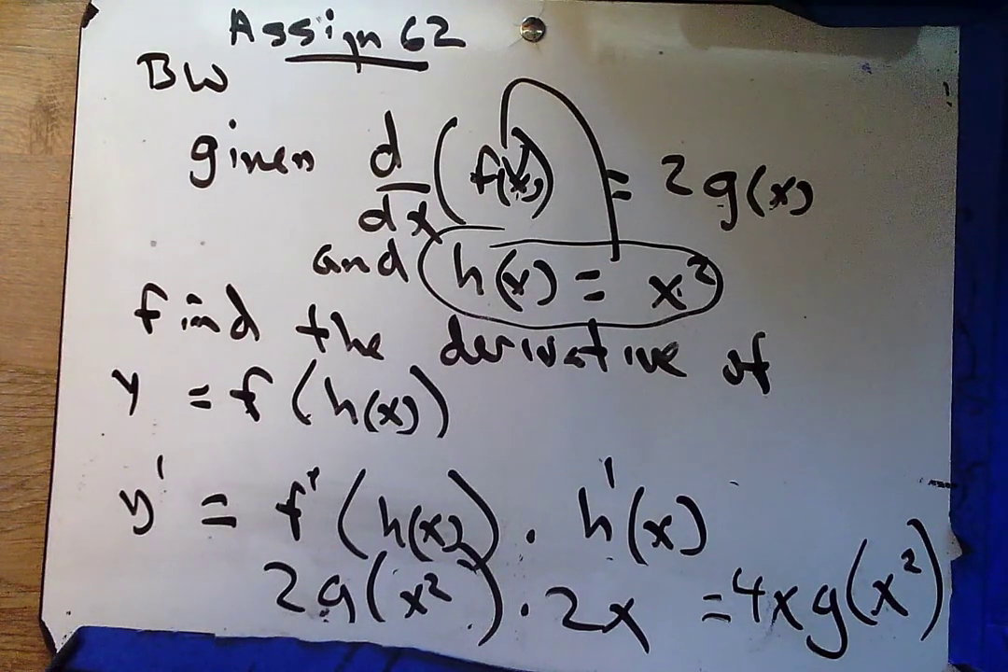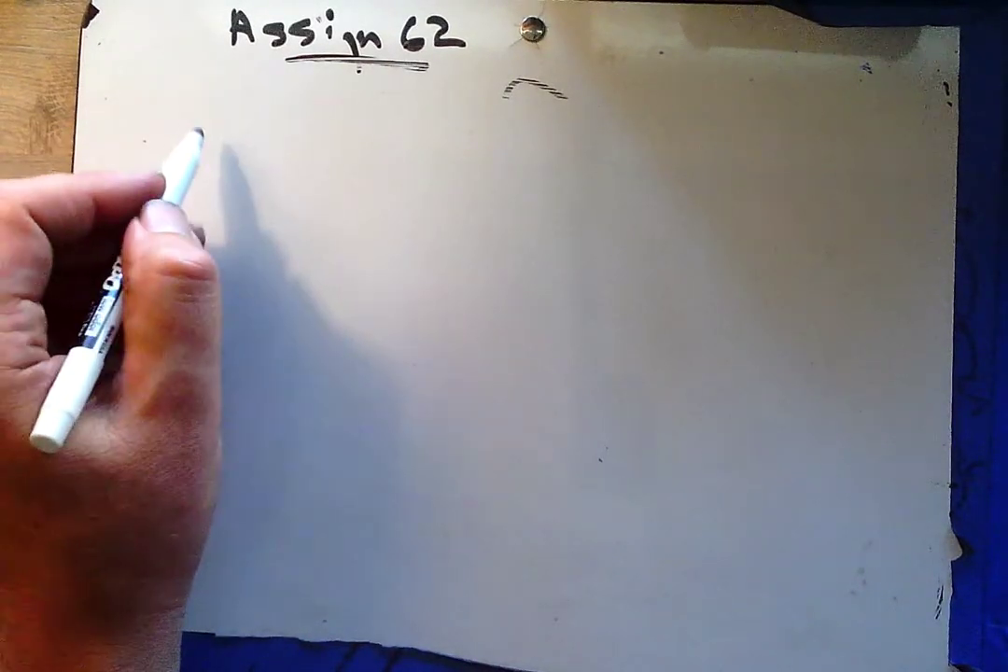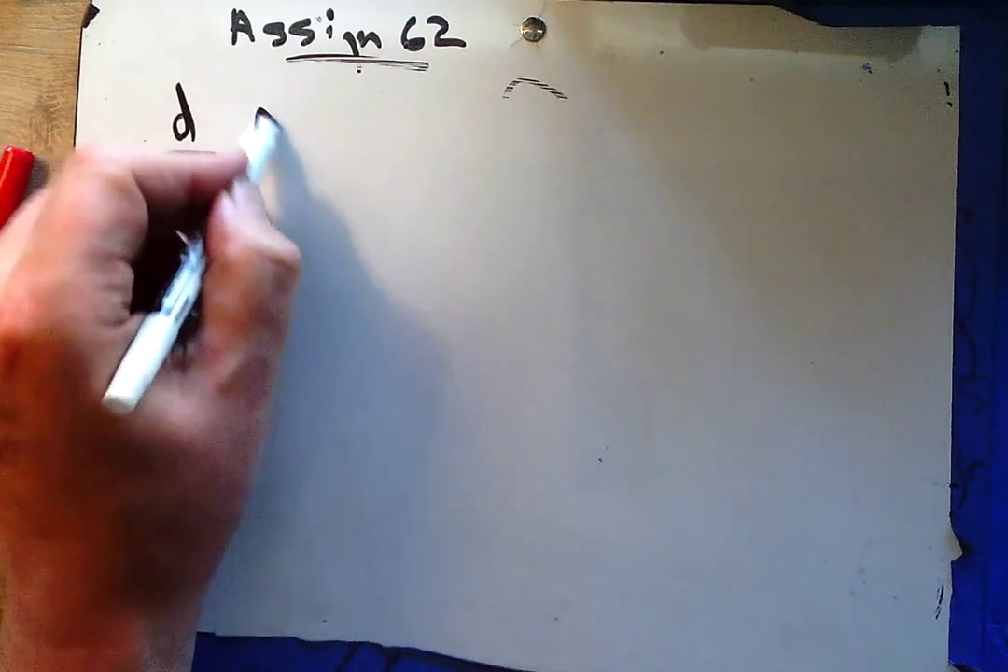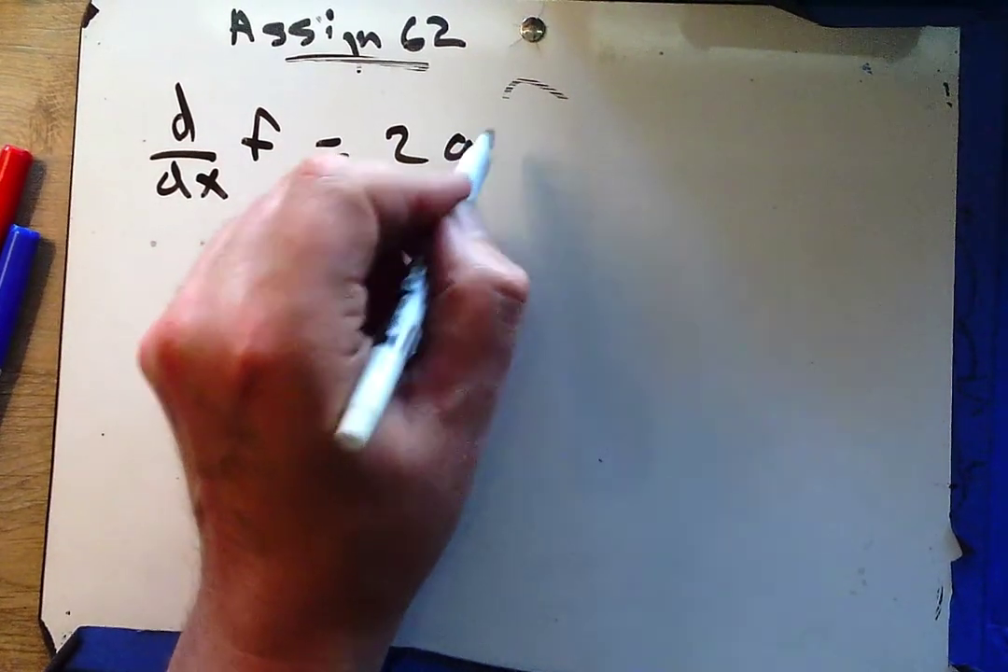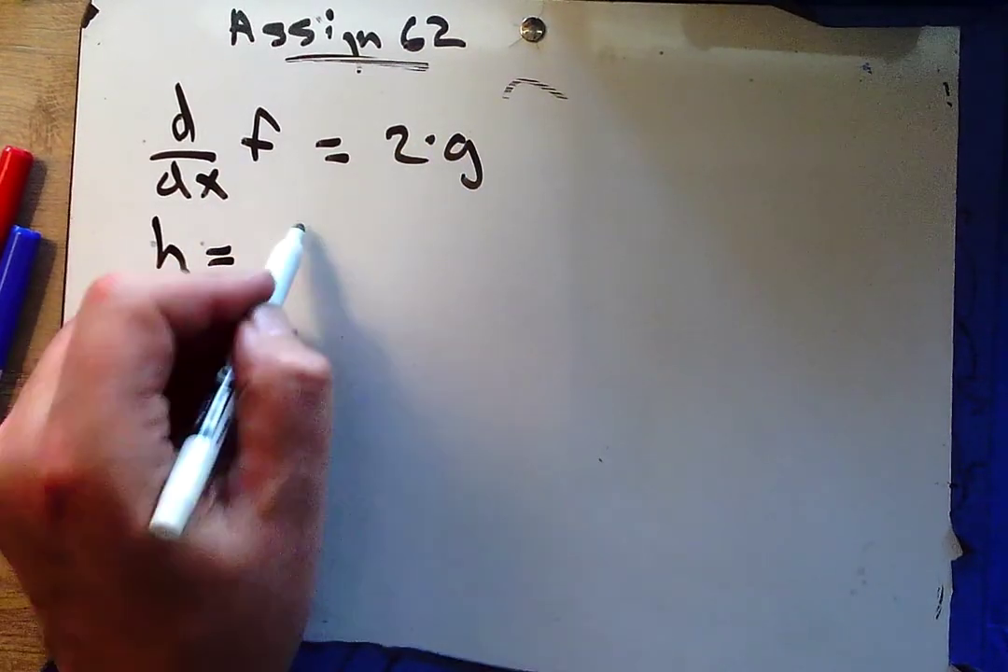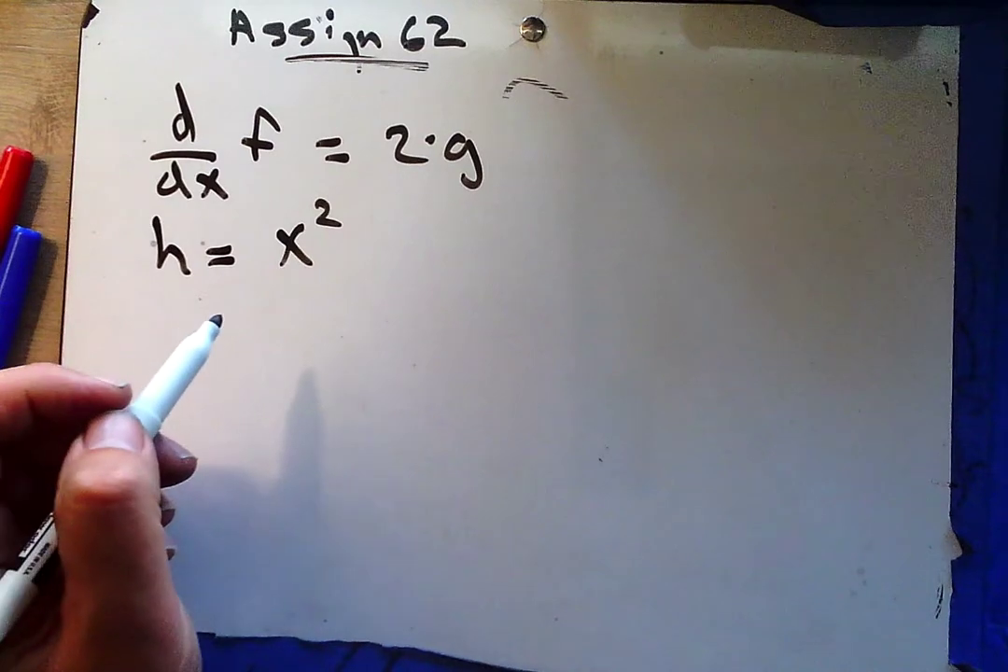Huh. Nice. Do you need me to go through it again? All right, let's go through it again. So we've got some knowledge that the derivative of f is 2 times g. And we know that h is x squared.